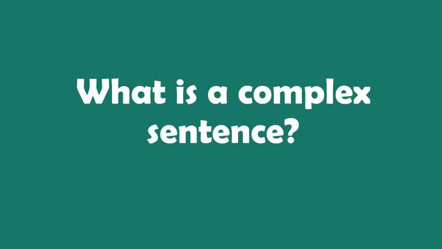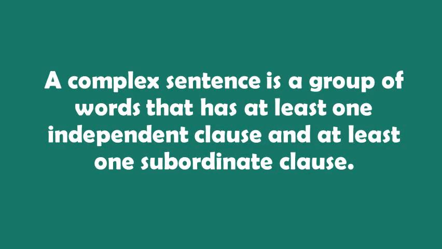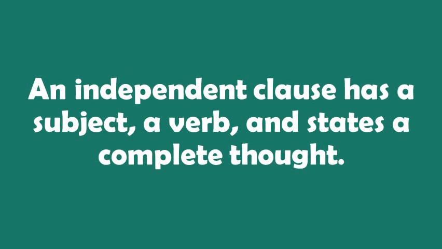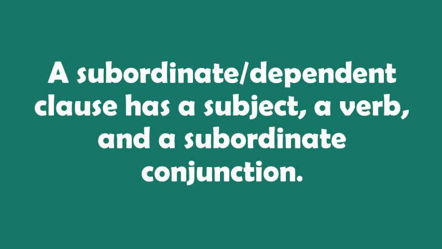Karen. Today I'm going to answer the question, what is a complex sentence? A complex sentence is a group of words that has at least one independent clause and at least one subordinate clause. An independent clause has a subject, a verb, and states a complete thought. A subordinate or dependent clause has a subject, a verb, and a subordinate conjunction.